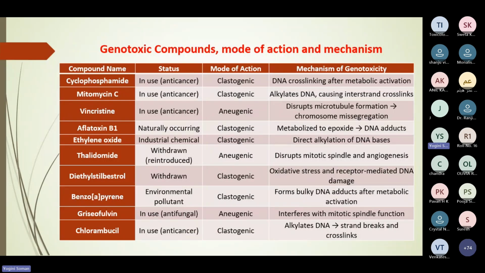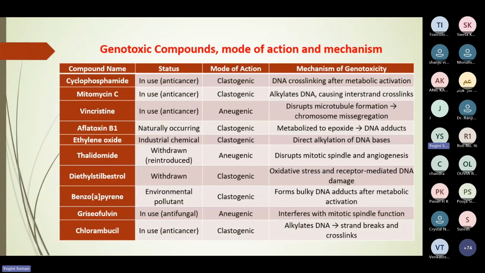Then diethylstilbestrol, which is also withdrawn, and the mode of action is clastogenic. The mechanism of genotoxicity is oxidative stress and receptor mediated DNA damage. The next is benzopyrene, which is an environmental pollutant. The mode of action is clastogenic. The mechanism is that it forms bulky DNA adducts after metabolic activation. So if you are using benzopyrene as a clastogenic agent or as a positive control in the assay, it should be with a metabolic activation system.